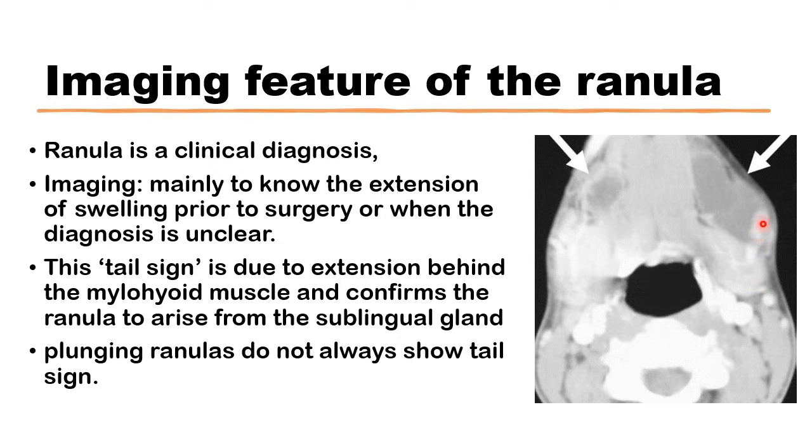The tail sign of a ranula: this is the ranula here in this CT scan. You could see this tail of the ranula would indicate that there is a plunging ranula component. This is how the ranula extends beyond the posterior edge of the mylohyoid muscle to present in the neck. It's not a constant feature, however, and some plunging ranulas don't show this tail sign.